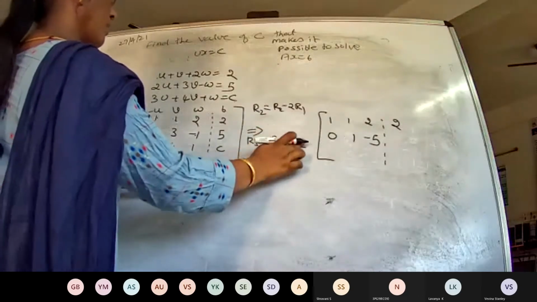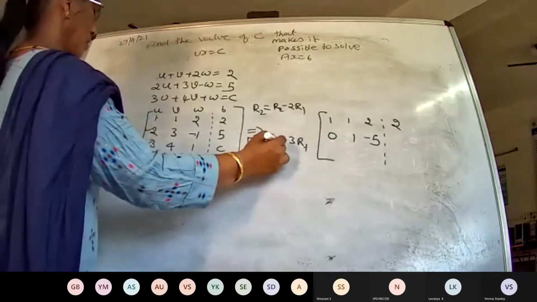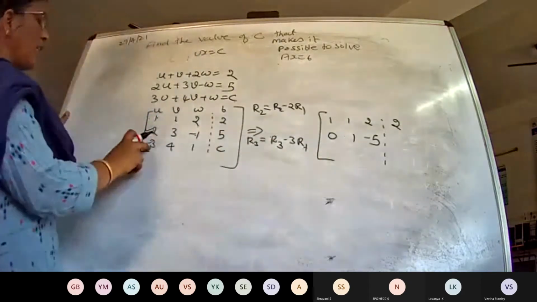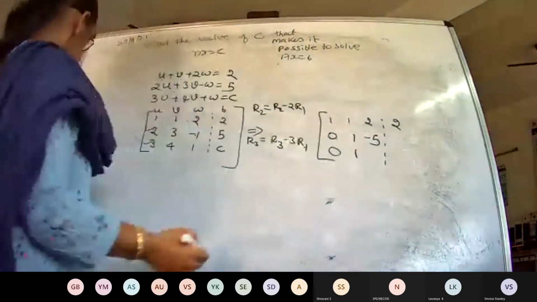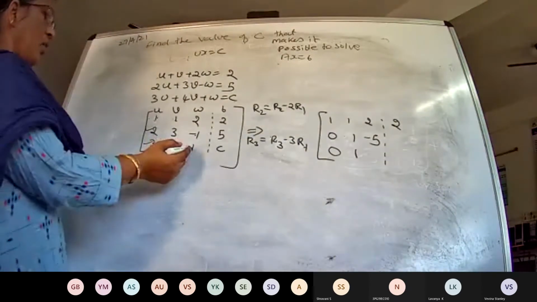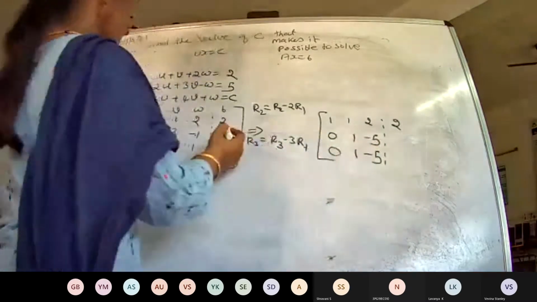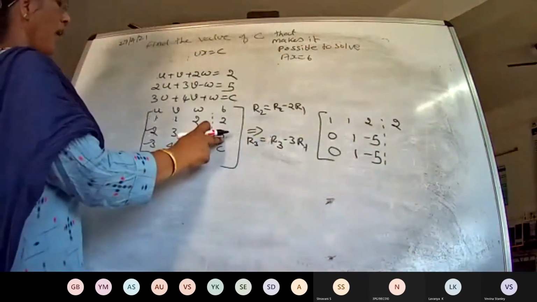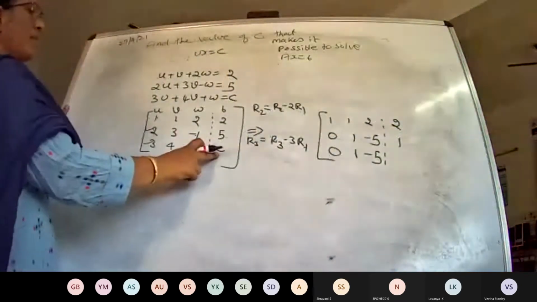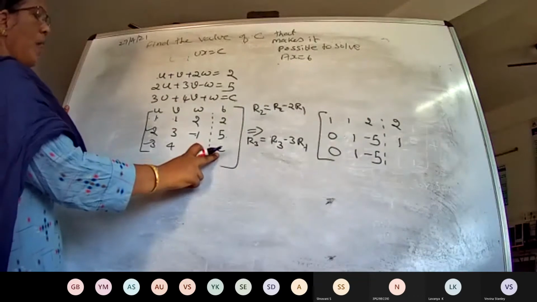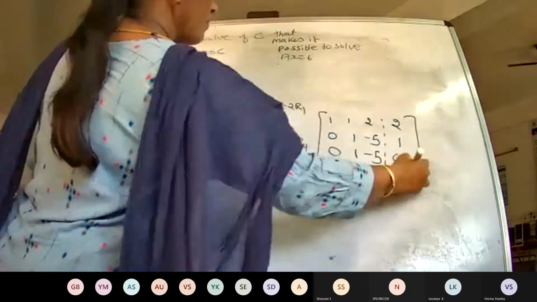I'll take it as R2 minus 3 R1, R3 minus 3 R1, 3 minus 3, 0, 4 minus 3, 1. Okay, and here 1, 6, minus 5, and what about this? Here 5 and 4, right? 1, and here C, 3 times of R1. Is this right?